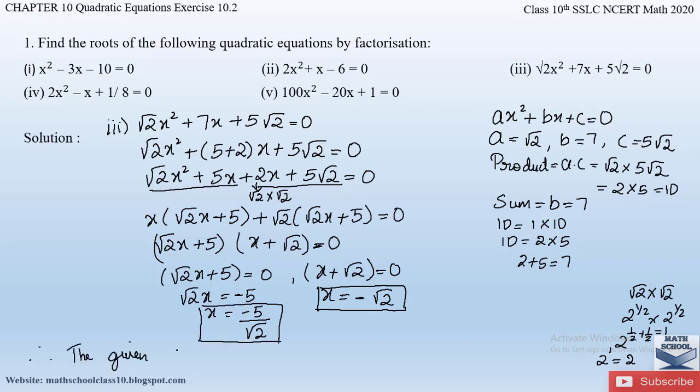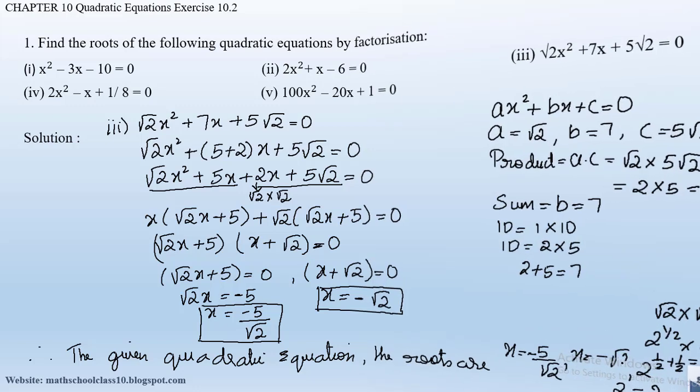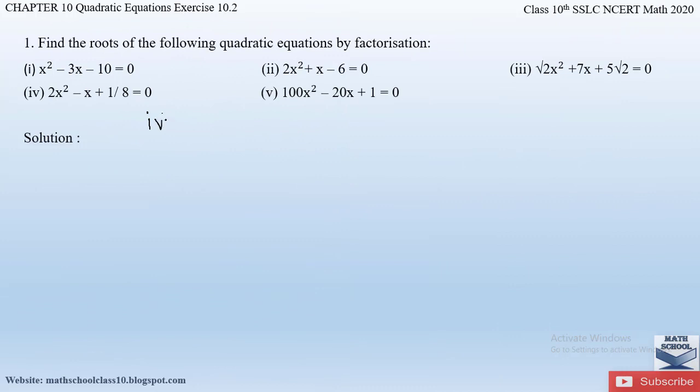Okay, therefore the given quadratic equation, the roots are x is equal to minus 5 by root 2 and x is equal to minus root. Now let's solve the fourth part of the question, which is 2x square minus x plus 1 by 8 is equal to 0. Now before finding out the roots of this quadratic equation, let us simplify this equation, because it is not in the simplified form.